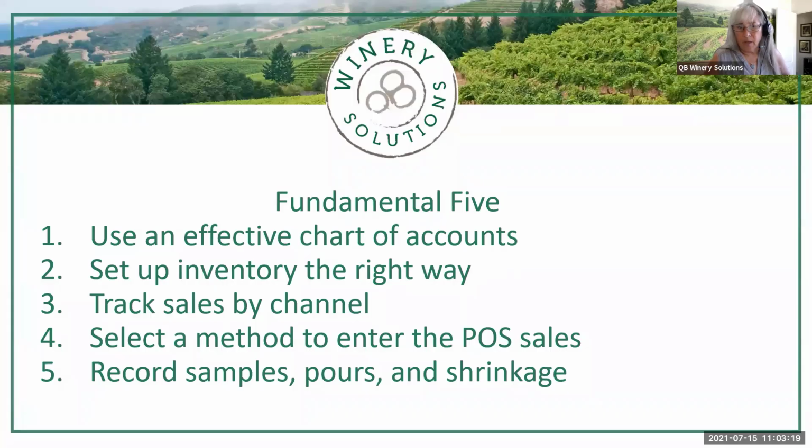Let's revisit the fundamental 5, which are the 5 systems or processes that need to be in place in order for QuickBooks to work for a small winery. The fundamental 5 are: use an effective chart of accounts, set up inventory the right way, track sales by channel, select a method to enter the POS sales, or really shopping cart or sales that are captured outside of QuickBooks, and then record samples, pours, and shrinkage.